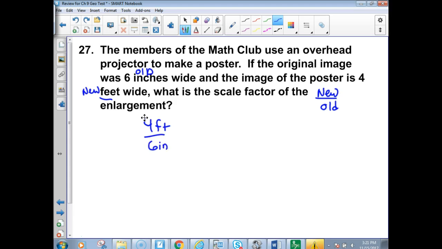Wait a minute. How can you do that? They're not the same units. I need to fix that. So what would 4 feet be in inches? 4 times, there are 12 inches per foot. So we've got 48 over 6, and that 48 divided by 6 would be 8. Okay, so the scale factor is 8.